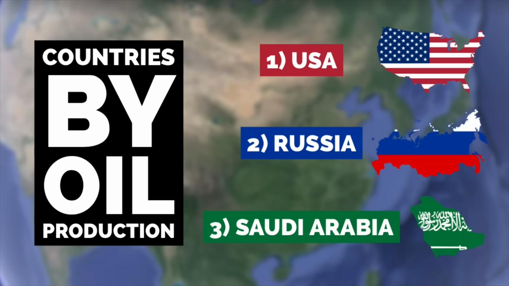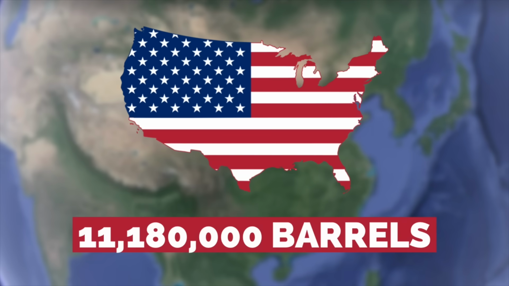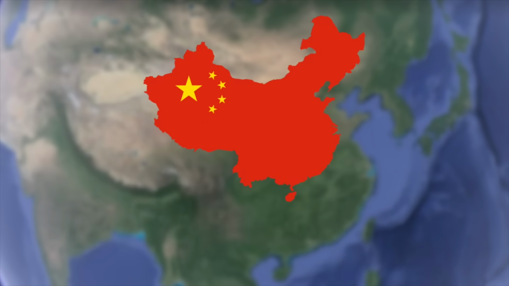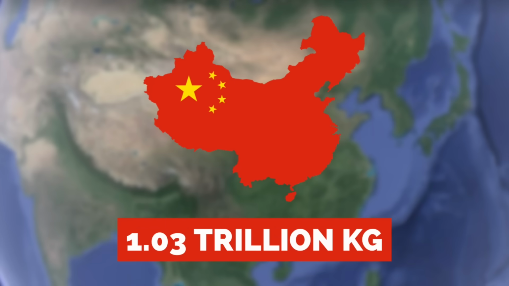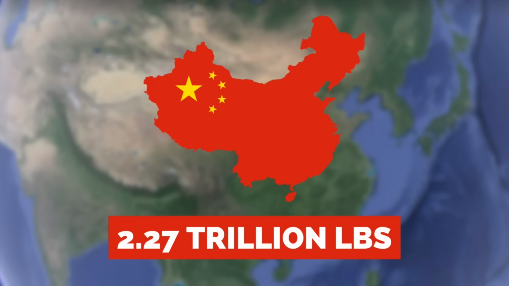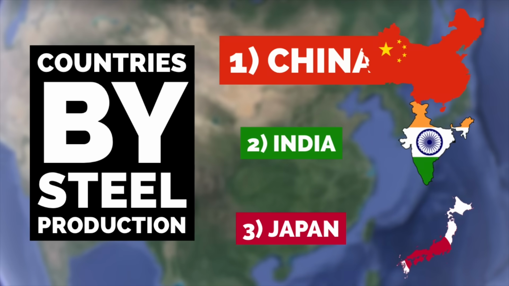In addition to this, the United States is also the world's largest oil producer, producing over 11.1 million barrels each day. China is the world's 6th largest producer, producing almost 4 million barrels per day. Each year, China produces over 1 billion metric tons of steel, which is equivalent to over 1 trillion kilograms and almost 2.3 trillion pounds of steel, meaning that China accounts for over half of the world's steel production and is unsurprisingly the world's largest steel producer.